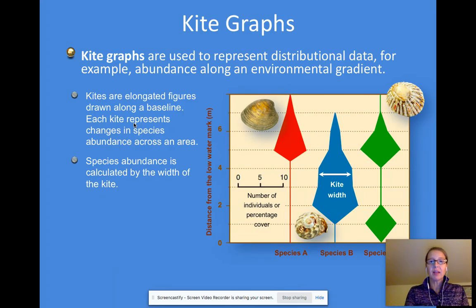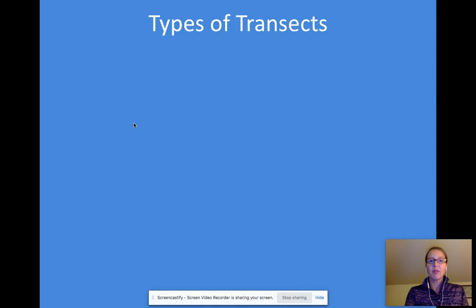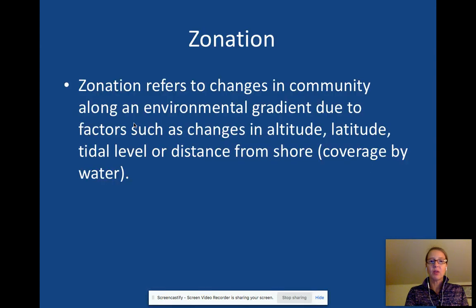So that's an important aspect, that you can define the idea of zonation, referring to the changes in community along an environmental gradient. Okay, so it's those changes over an environmental gradient, some distance.